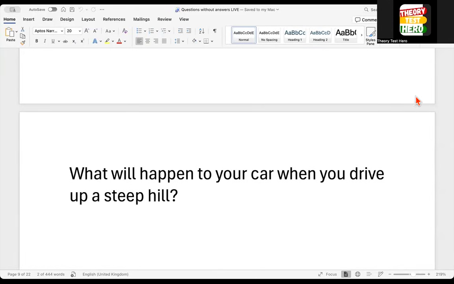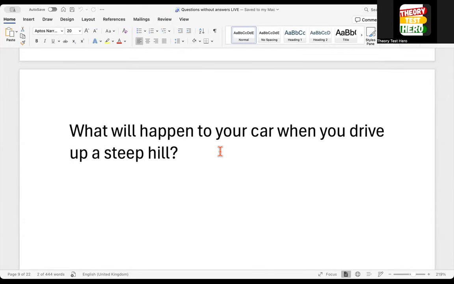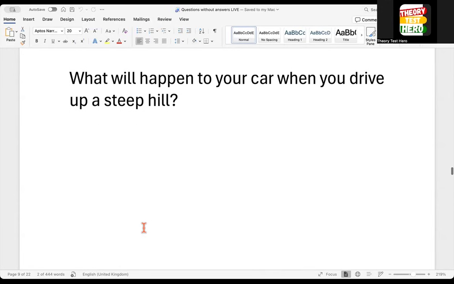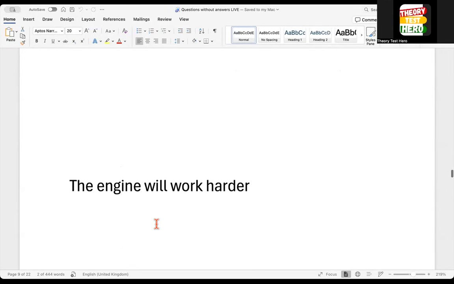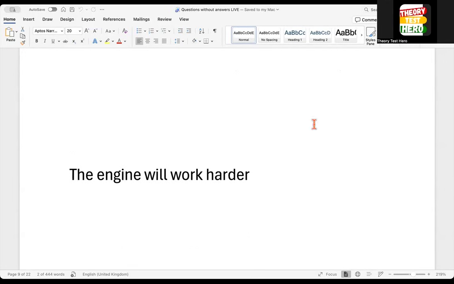What will happen to your car when you drive up a steep hill? Steering's going to be heavier, okay. You use a higher gear, okay. Is this one hard? The answer is the engine will work harder. So some of the comments coming in late. Yeah, the engine will work harder.